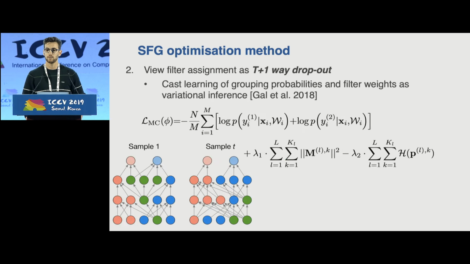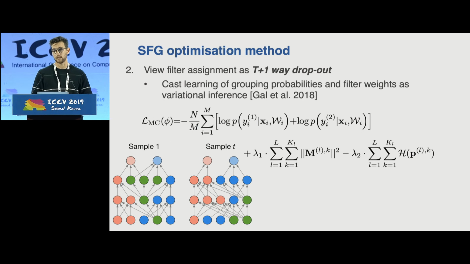We minimize the following variational objective in order to simultaneously learn the grouping probabilities P as well as the filter weights W. And importantly, we extended Bernoulli or binary dropout to work with categorical distributions such that we can sample over different grouping patterns during training.